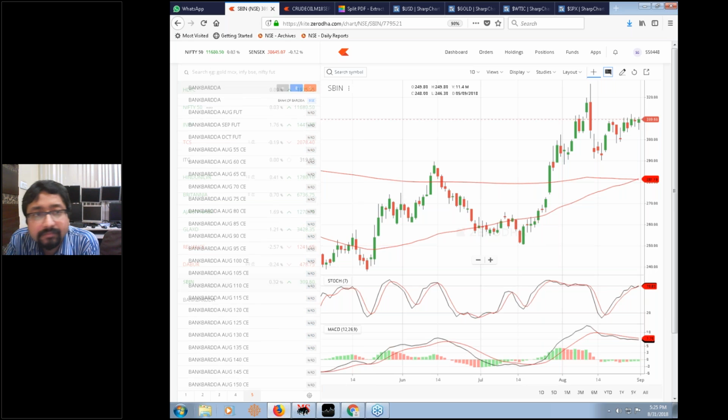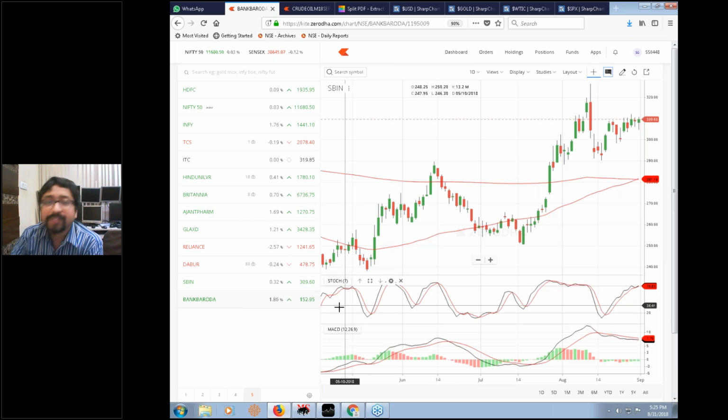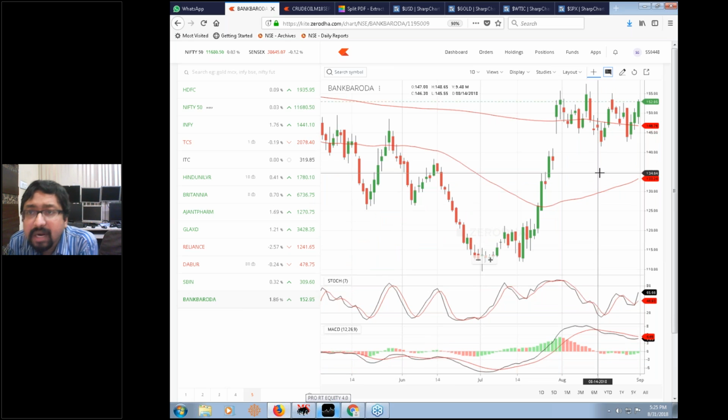So this is Bank Baroda. Yeah, this is Bank Baroda. And yeah, the chart looks pretty interesting. Not only is it negotiating the 200-day moving average, but the breakout gap that occurred in the 3rd or 4th week of July is actually working as a support.